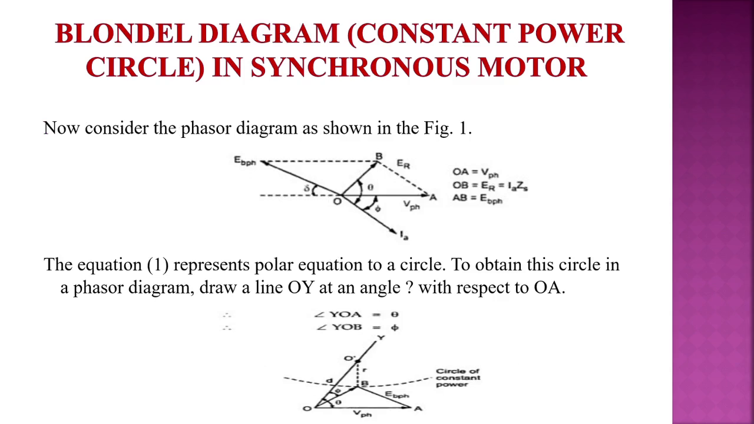Now consider the phasor diagram. Here, this is the phasor diagram for lagging power factor, where V phase is the reference and IA is lagging V phase. The angle between V phase and IA is phi, and the angle between ER and IA is theta. OA is equal to V phase. OB is equal to ER, that is equal to IA ZS. And AB is equal to EB phase.